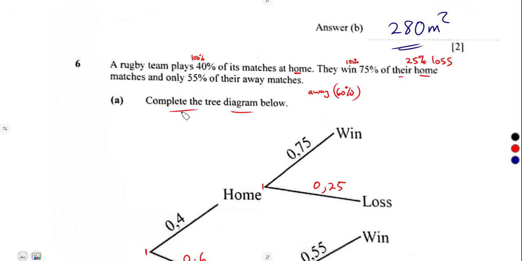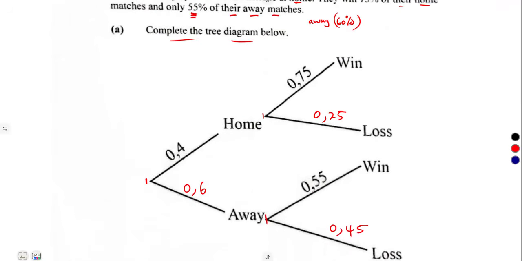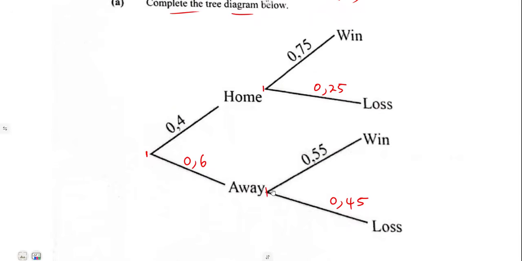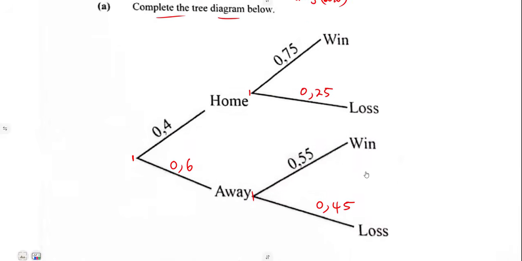The same thing here. And only 55% of their away matches. So away, the win is 55%. So the remaining from 100, 100 minus 55, that's what? 45%. You can do the same or simply subtract from 1 as they are given as decimals. So you've completed the diagram. That was 2 marks for that.